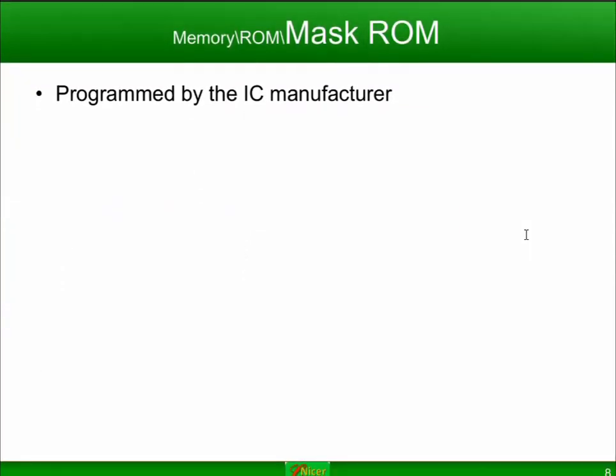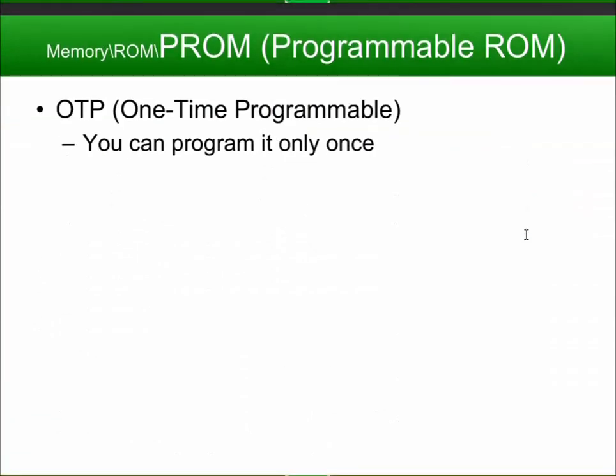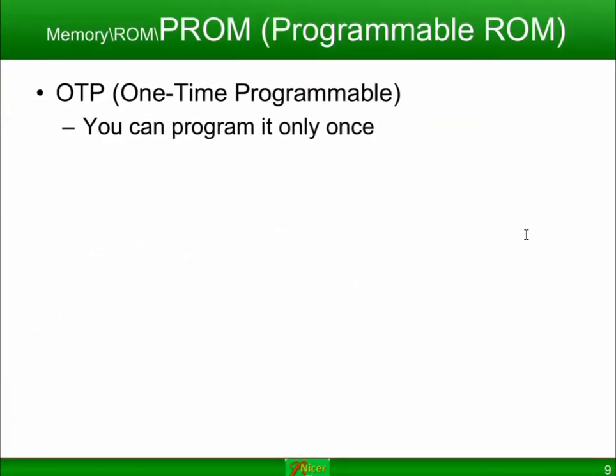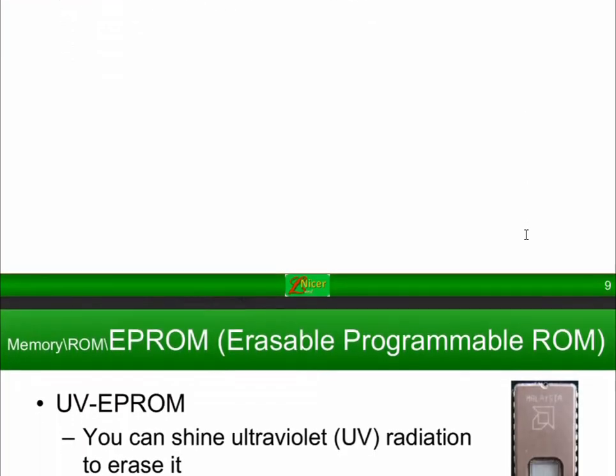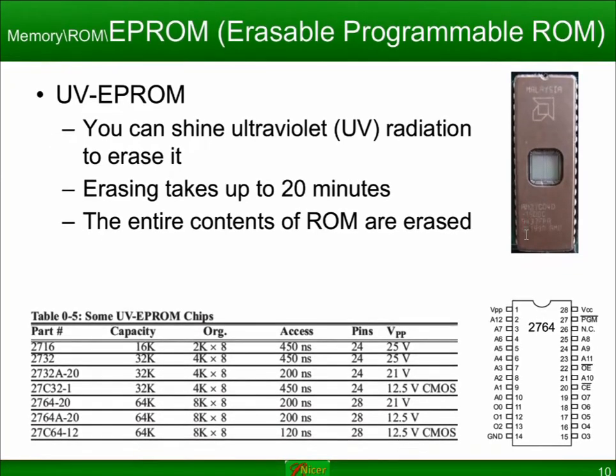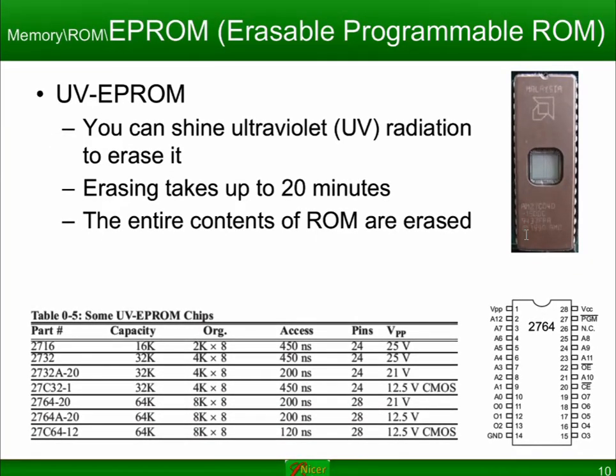Mask ROM is programmed by IC manufacturers. PROM, programmable ROM, is OTP, one-time programmable. You can program it only once. EPROM, erasable programmable ROM. UV EPROM: if you want to erase the information from this type of ROM, you need to shine ultraviolet radiation on it.